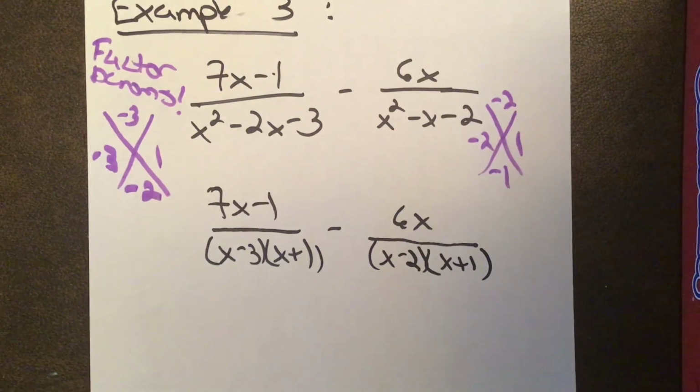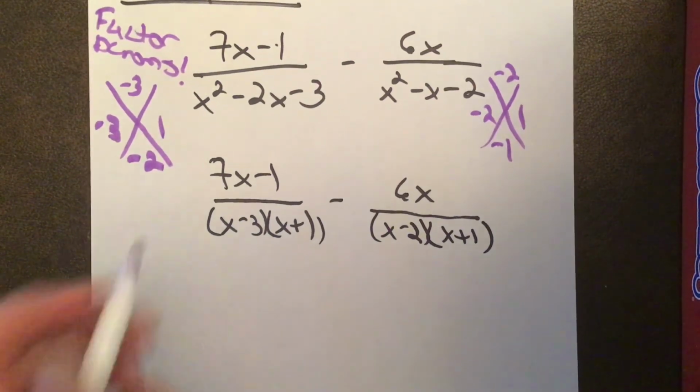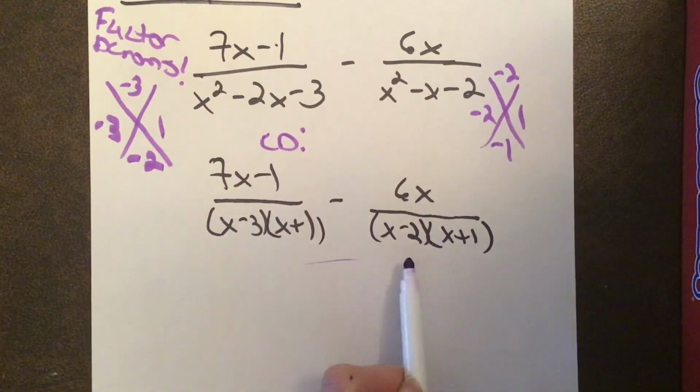Okay. So that's your first step, and that's the first time we've seen that. So that's kind of what I was talking about when I outlined the steps. If you can factor your denominators, you do that first. So then how the heck do we get a common denominator from here? Okay, well, my common denominator, and I'll just write it up here, between now these two fractions.